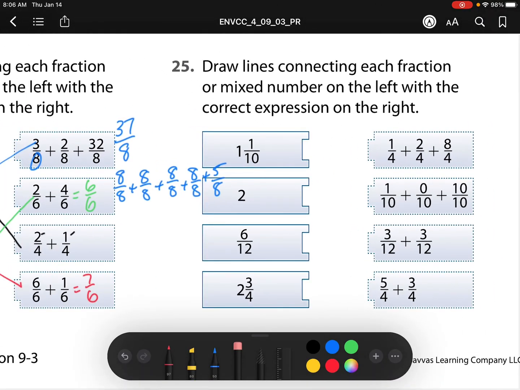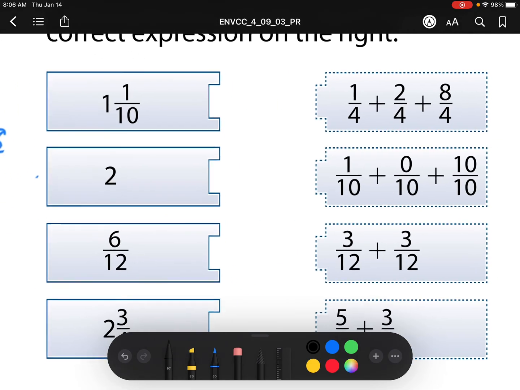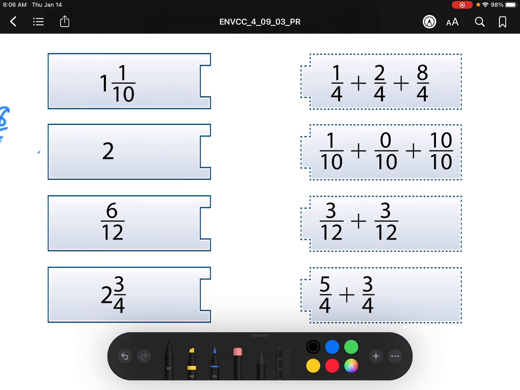Okay, now we're going to do the same thing for this one. There we go. So let's start with the tenths. And I see right here, it matches here because 1 plus 1 whole equals 1 1/10. And how do I know it's 1 whole? Well, this is 1 whole, and this is 1/10. And this is just 0, so it's like it's not even there.